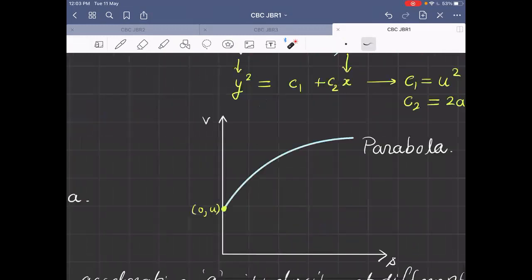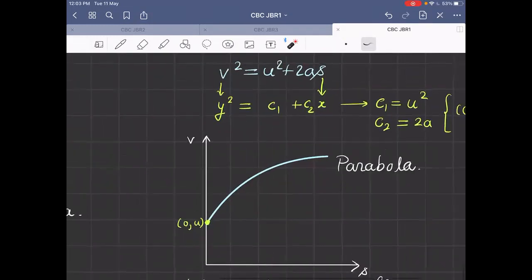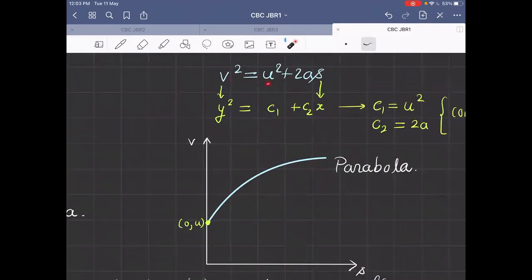Now where are we? Yes. Now we are at the third equation, which says v square equals u square plus 2as, which is sort of like y square proportional to x. So does anyone know what is y square proportional to x? Y square proportional to x thing?